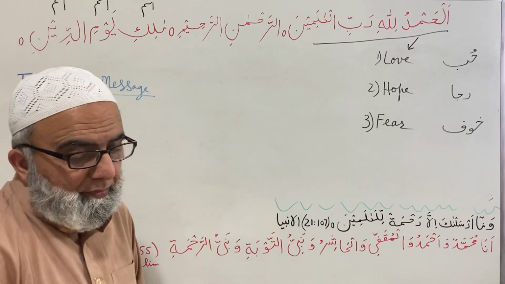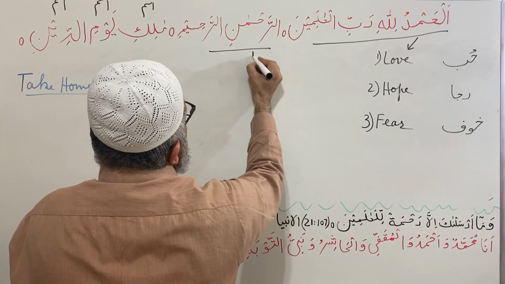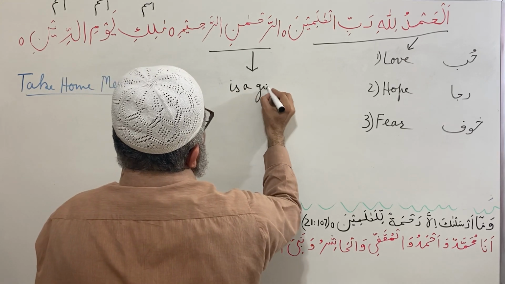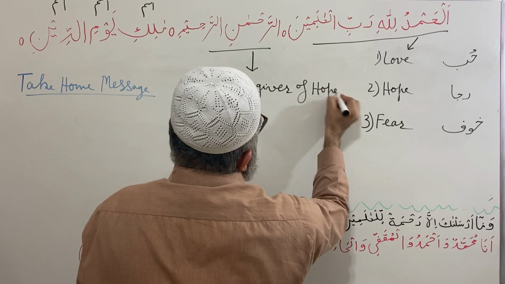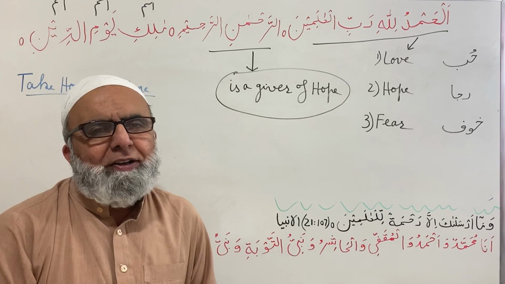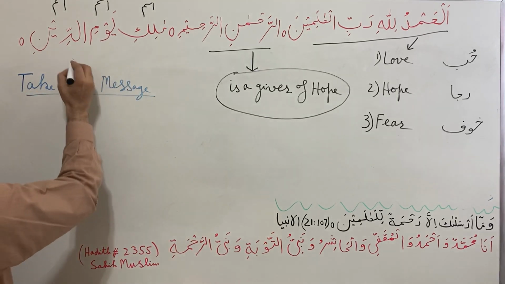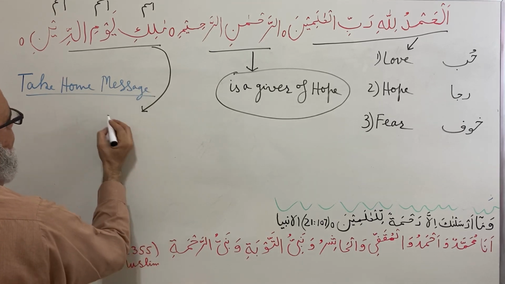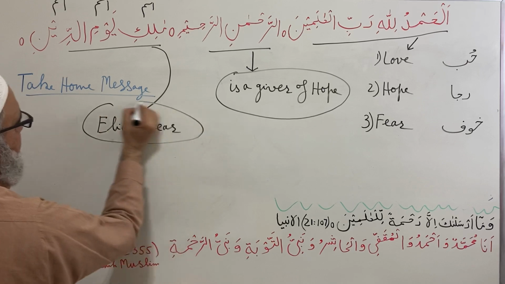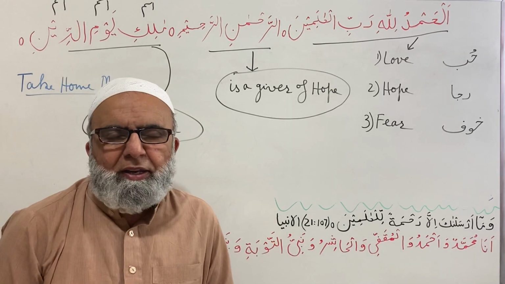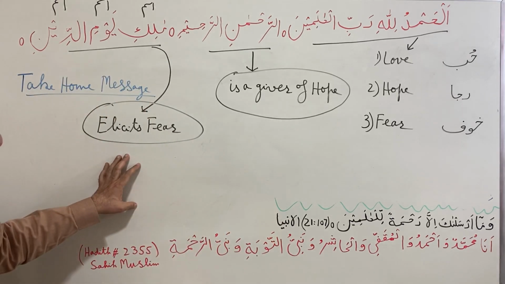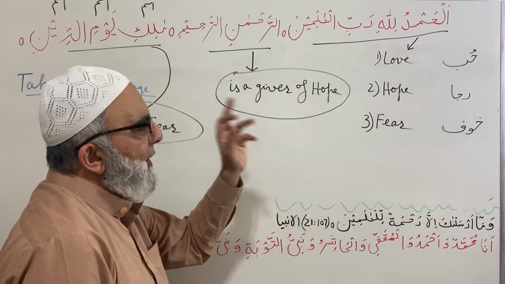When we are reading Ar-Rahman Ar-Rahim, it is basically a giver of hope. Allah is merciful. If there are any shortcomings, Allah's mercy will cover them. But when we are reading Maliki Yawmiddin, it basically elicits fear. Allah is Rahman, Allah is Rahim, but at the same time, Allah is Malik of the day of judgment. So you have to fear that. So now there is love, hope, and fear.